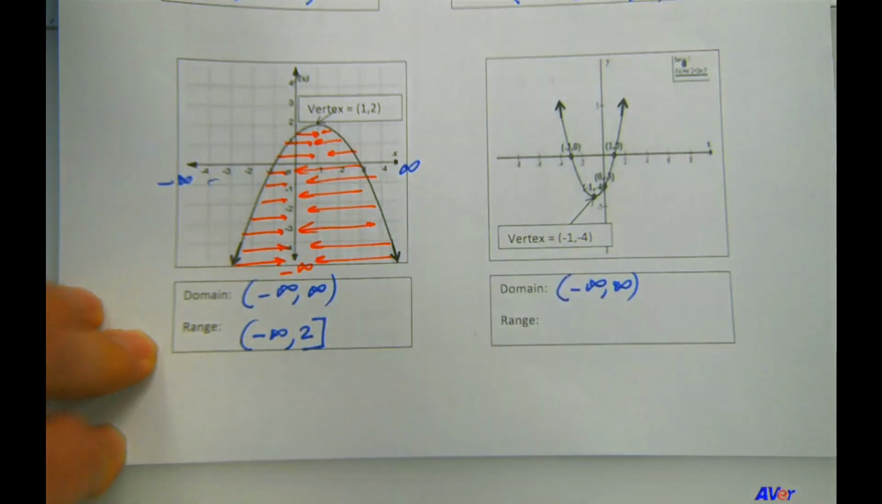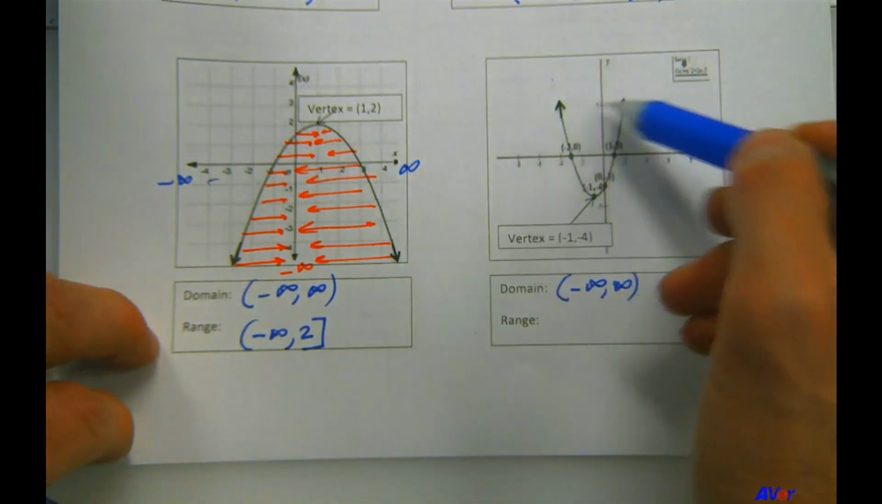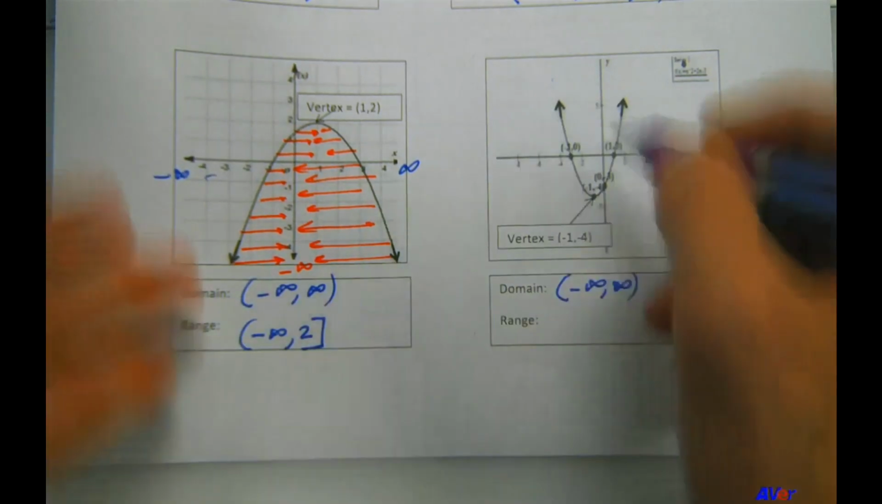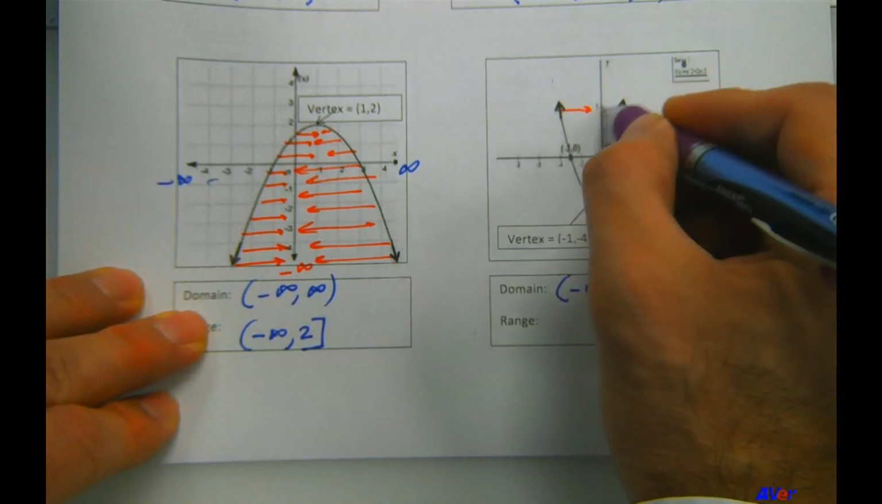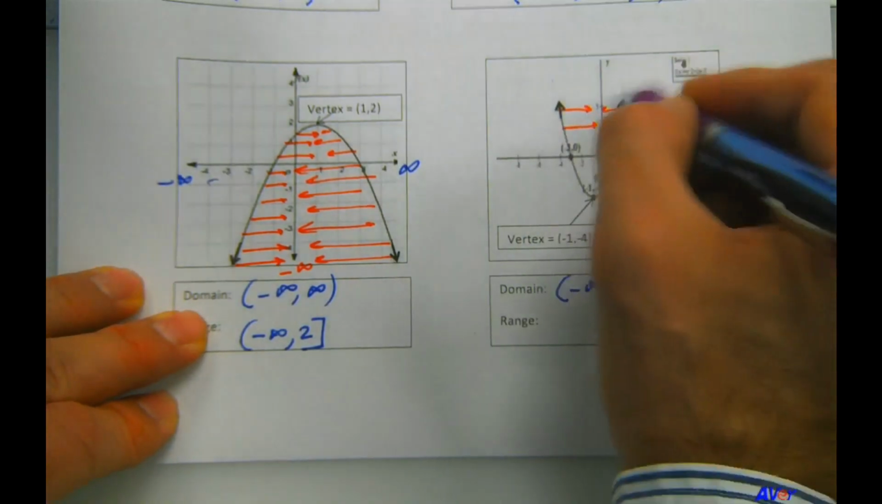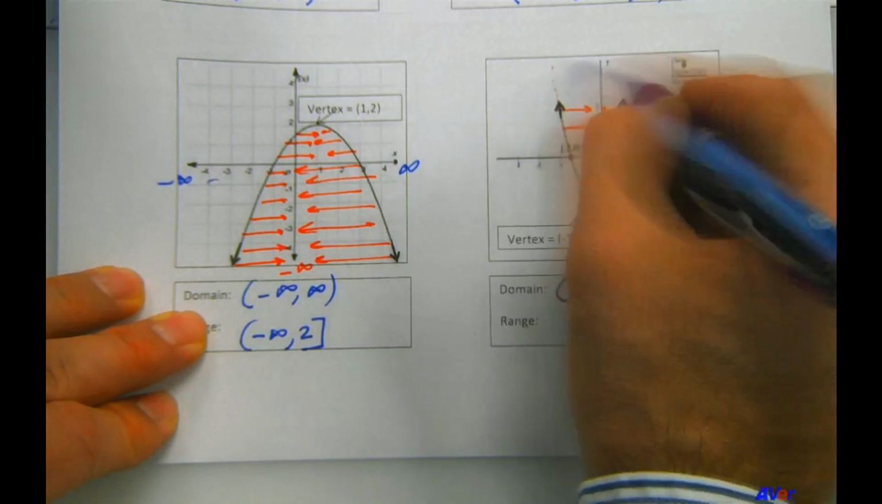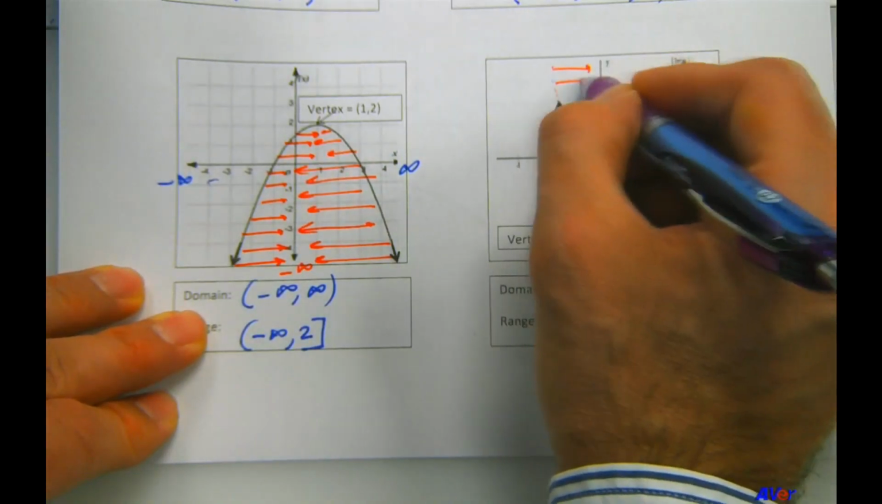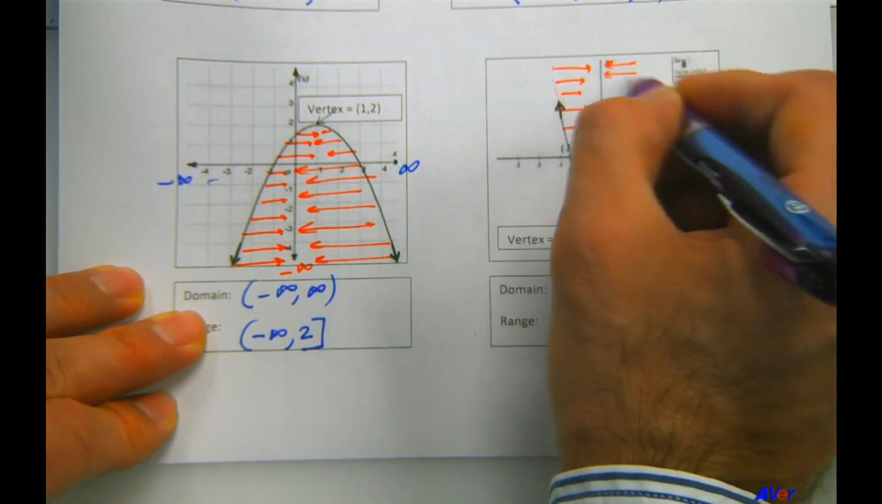For range, force your eyes to look at the behavior of this graph with respect to the y-axis. So let's see what's happening. If we continue this line, these two arms, these two lines are coming down from what value?